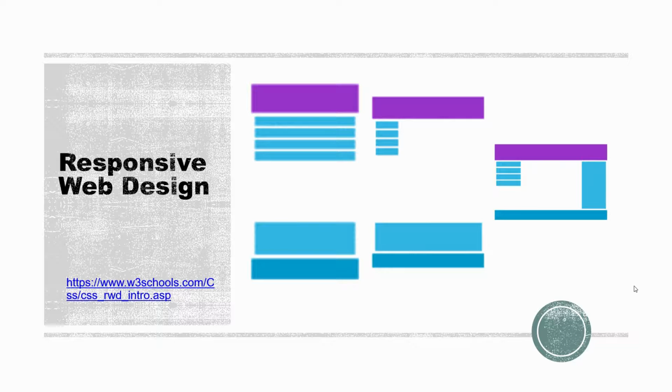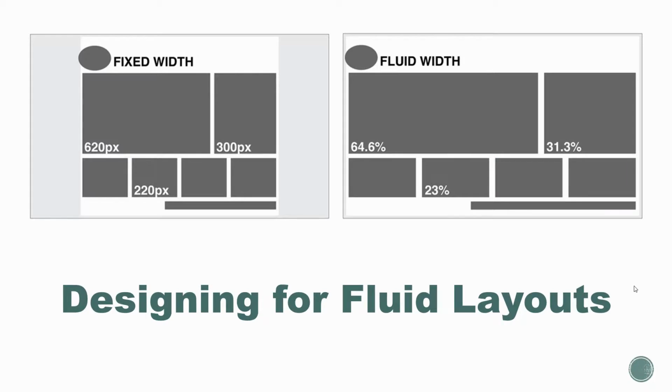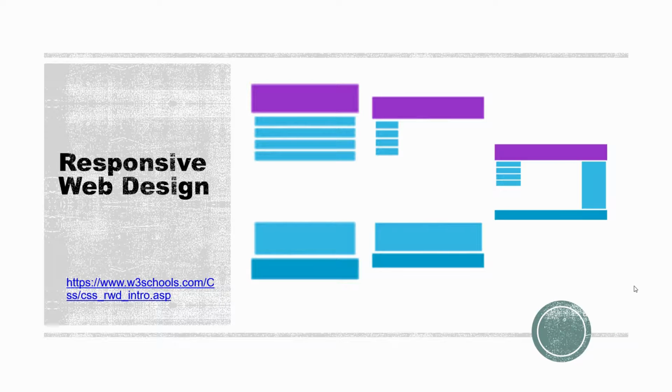So this idea you'll often hear called responsive web design. There's a couple of terms you might hear: fluid layout, liquid layout, responsive web design. They're all looking at the idea of designing for flexibility, being able to change things. So the idea that we can go from a large desktop version to tablet to mobile.